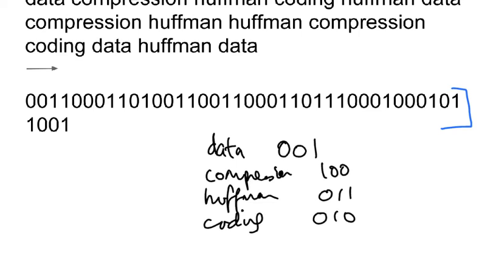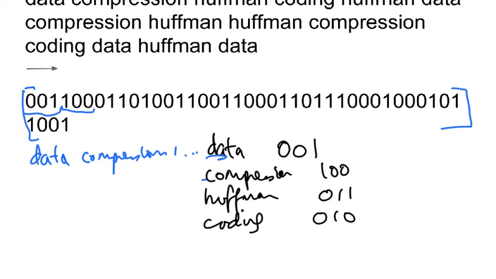Given this information, we can translate this string of bits back to the words. For example, let's check out the first 3 bits. It is 001, and 001 is data. So we have here data. Following the first 3 bits, we have the next 3 bits being 100, and 100 is compression. So we write here compression, and we proceed on in the same way. This is the process of decoding, translating back from the code to the original text.